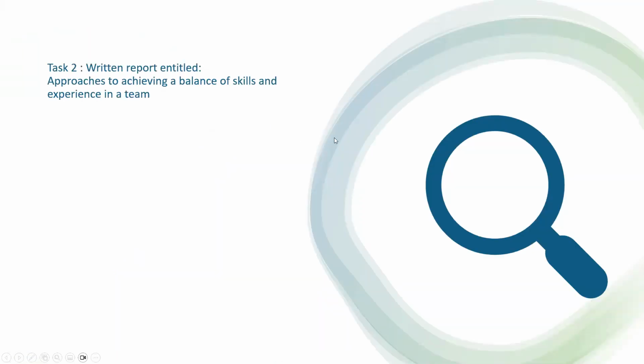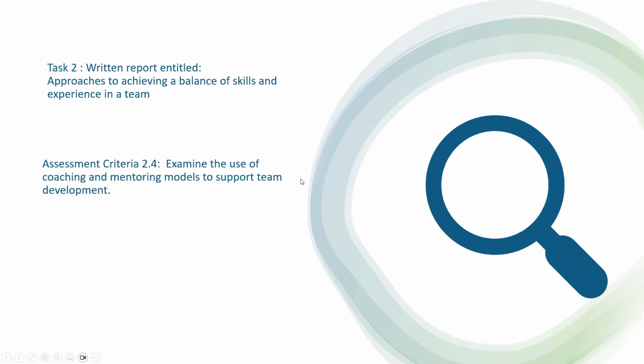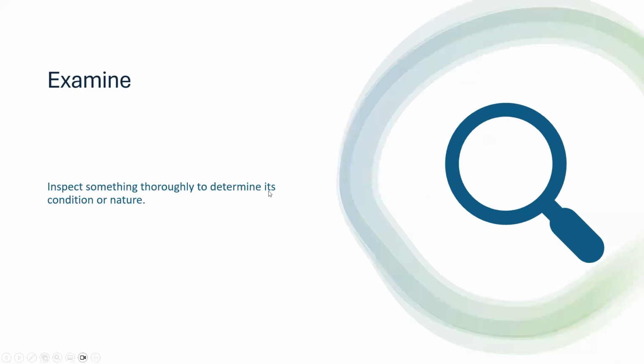So here we are, we're still on task 2, a written report focusing on the balance of skills and experience in the team. 2.4 asks us to examine the use of coaching and mentoring models to support team development. Examine means that we need to inspect it thoroughly to determine its condition or nature.